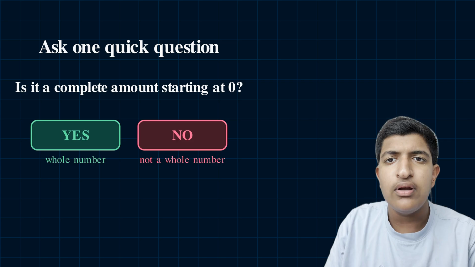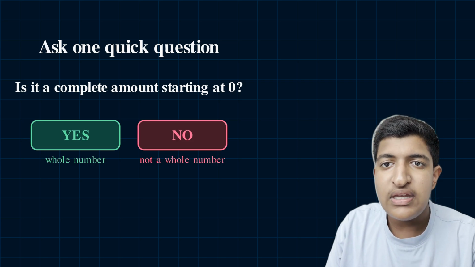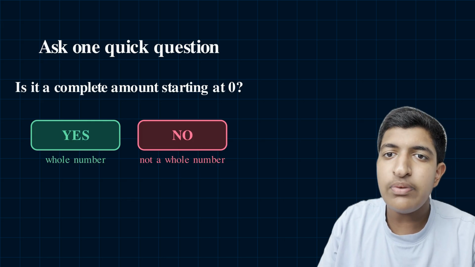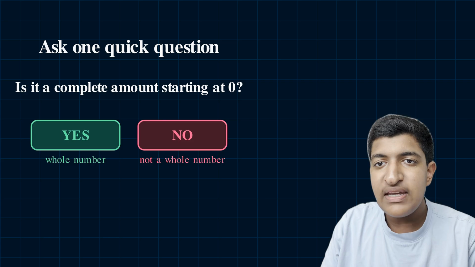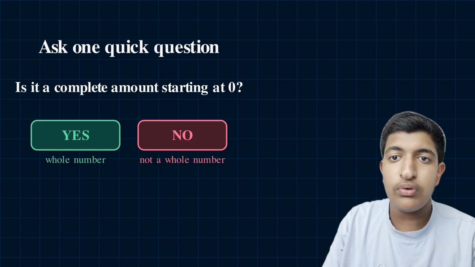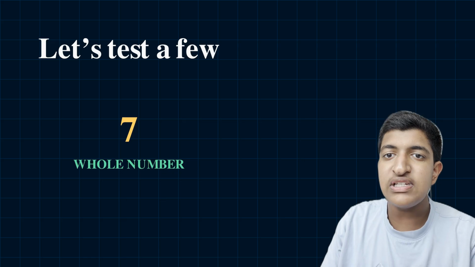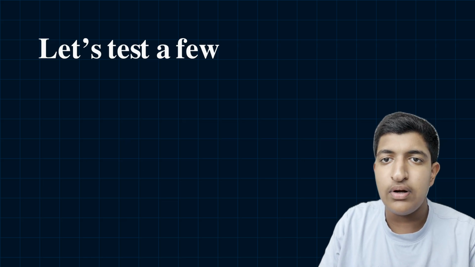Let's try some together. Is 7 a whole number? Yes, 7 is a complete counting number. Is 0 a whole number? Yes, remember 0 is where whole numbers begin. Is negative 9 a whole number? No, it's less than 0. Is 1/3 a whole number? No, it's only part of one whole. Is 42.6 a whole number? No, it has a decimal part.